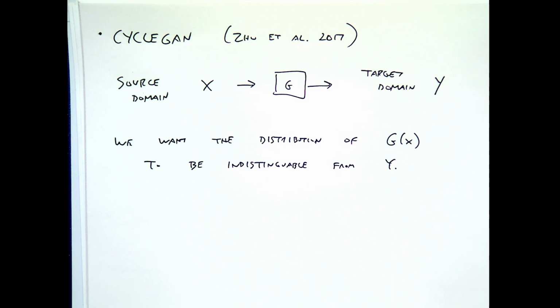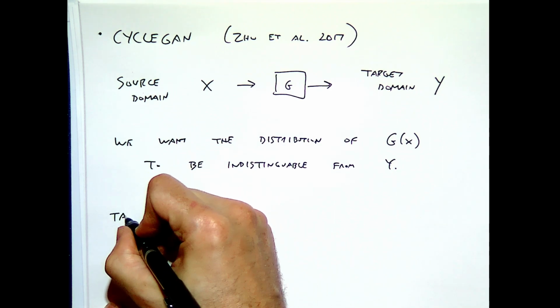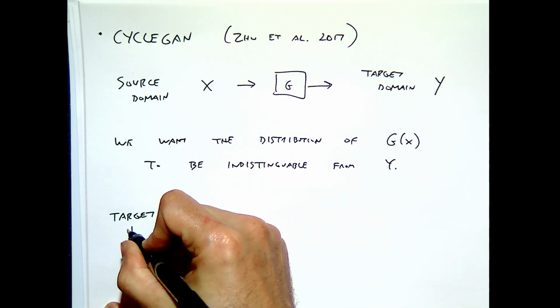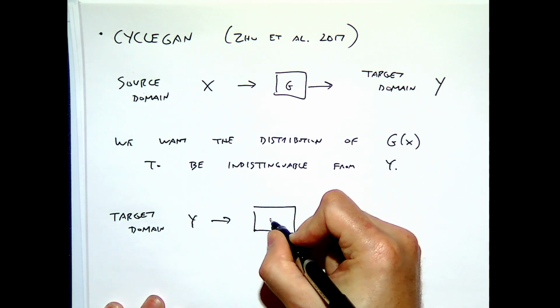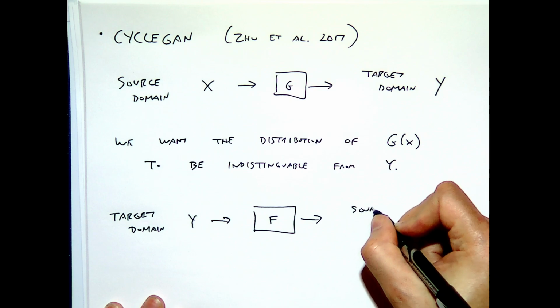And so the idea behind CycleGAN was that we introduce another kind of inverse generator, right? So we also make a generator that goes from the target domain Y, let's call this generator F, back into the source domain.